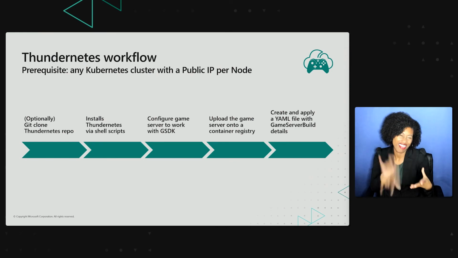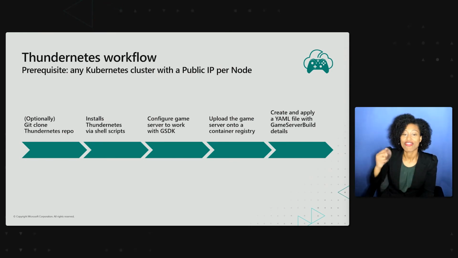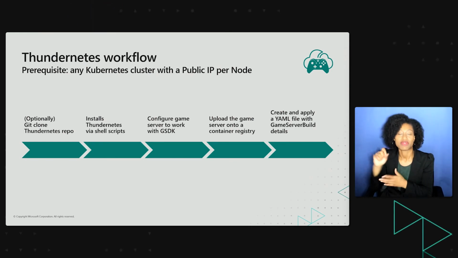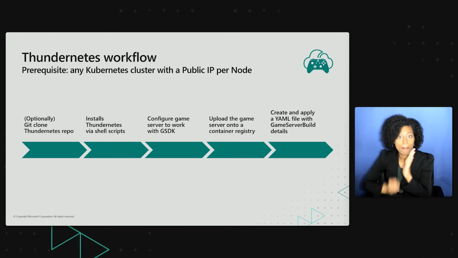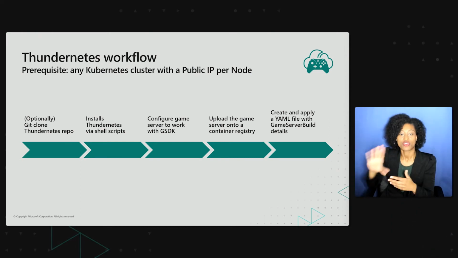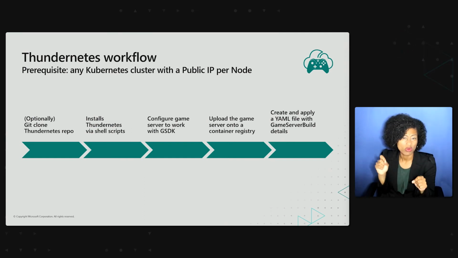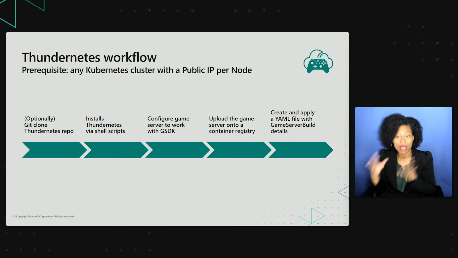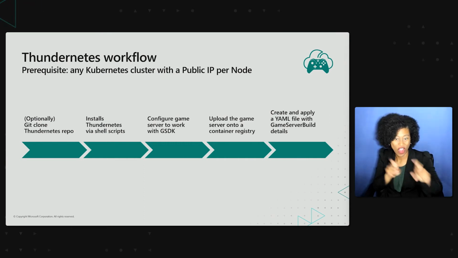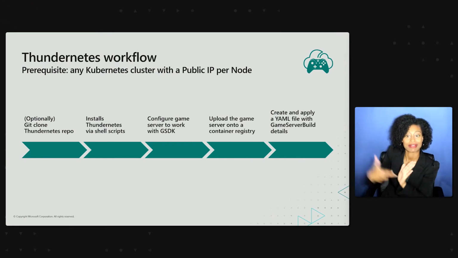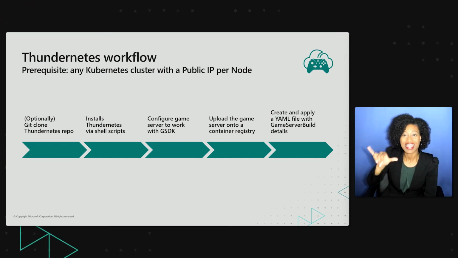The first step would be to install Thundernetes via a shell script. Then you're going to configure your game server to work with the GSDK, which is the game server SDK, which is just a few methods. You're going to upload your game server onto a container registry, create and apply a YAML file with GameServerBuild details. I know you love YAML.